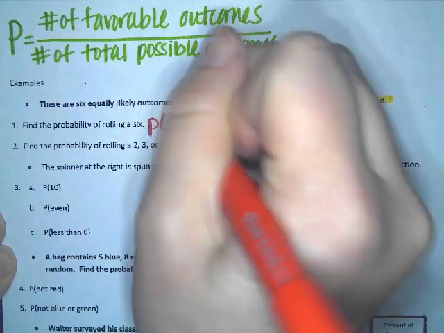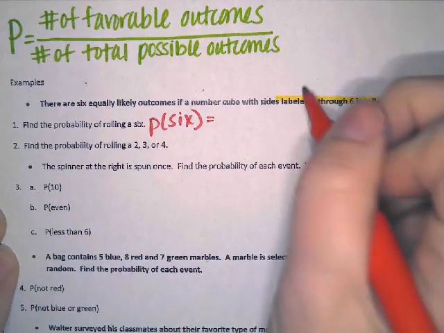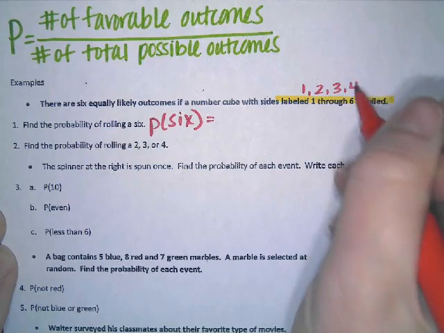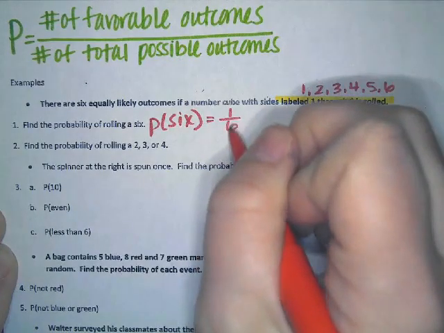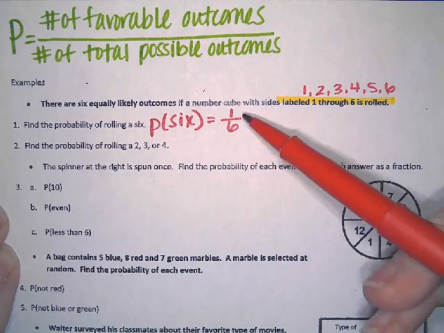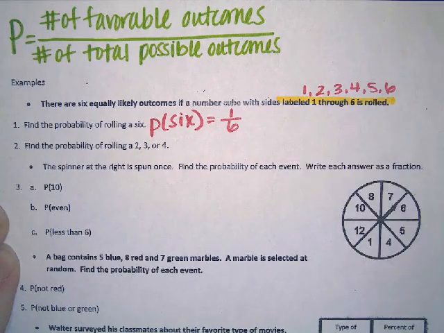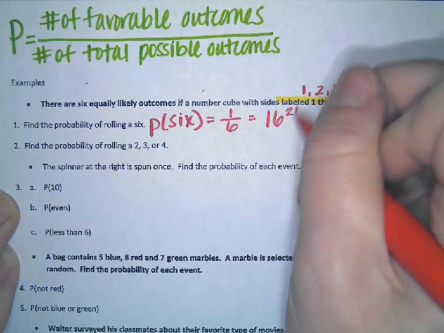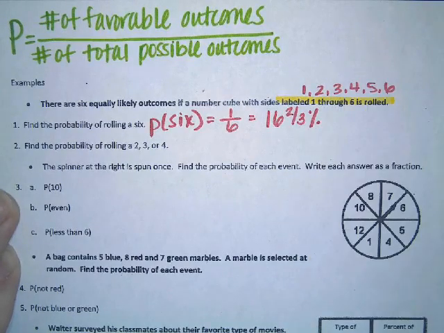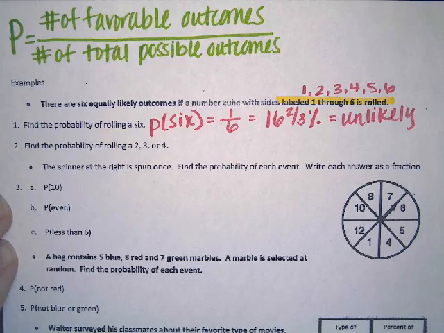parentheses, 6. Looking at this, I know that out of this cube, because I have the numbers 1, 2, 3, 4, 5, and 6, this is only 1 out of a 6 chance. I have one outcome, that's the number 6, but I have a total of 6 sides on the cube. If I were to find the percent of this, 1 out of 6, that gives me 16 2/3%. Looking at this percent, I know that it is very unlikely for me to roll the number 6.